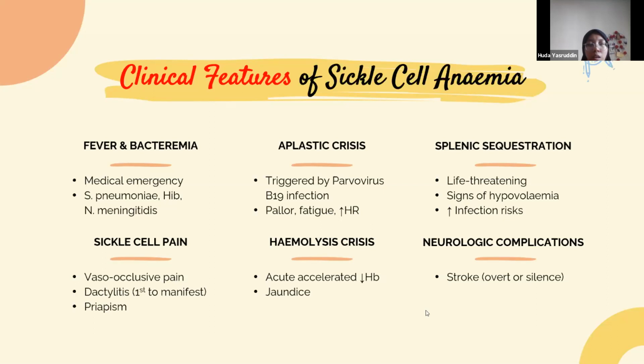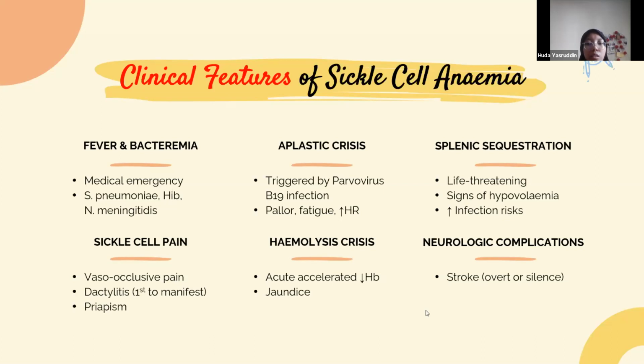And the next is the aplastic crisis. Aplastic crisis is usually triggered by parvovirus B19 infection, because this infection will limit the production of reticulocytes, and hence there will be profound anemia. So the patient may present with pallor, fatigue, and tachycardia.